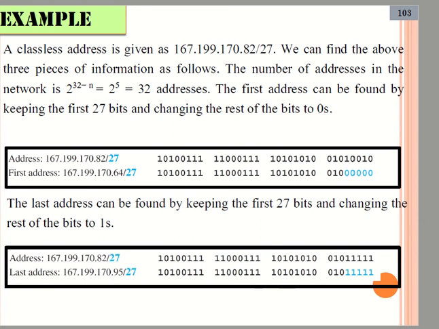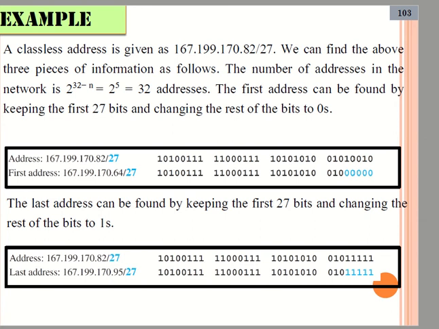As I said, the total number of addresses in the given block is calculated based on the formula 2 to the power of 32 minus n. In this case n is 27. So 32 minus 27 results in 5, that is 2 to the power of 5, which is equal to 32. So in this particular block, there are a total of 32 addresses.